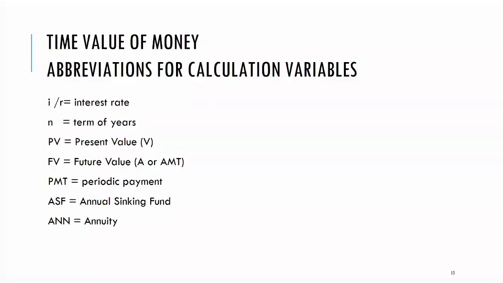Interest rate, it could be I or R. If you see I in some formulas, you will see R in some formulas, it means interest rate. N means term of years, PV present value. FV means future value or amount, the same meaning. PMT means periodical payments or payment. Annual sinking fund, ASF, and if you see ANN, that is annuity.